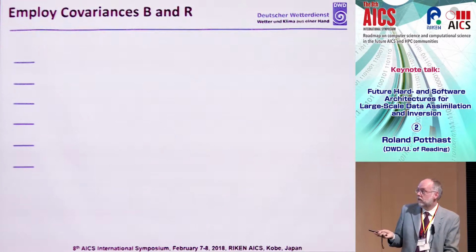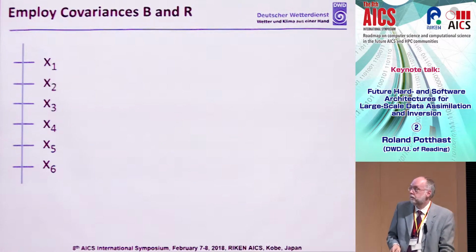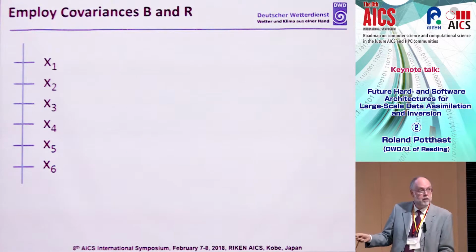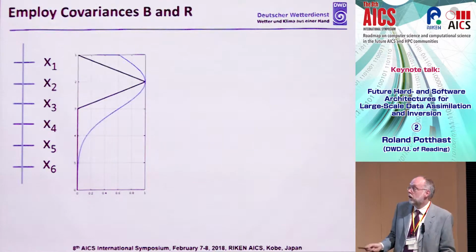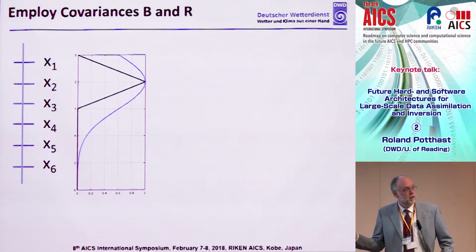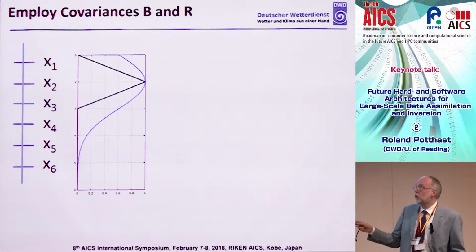One very important slide here. Let's think about a grid here, for example, with just some points in a column as an example. And now you measure at one point, x2. There's an airplane going through here. How do you want to change?